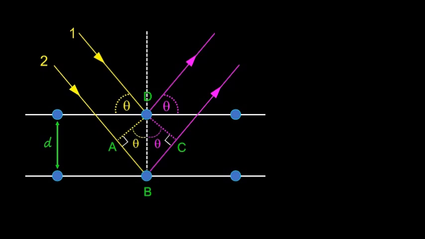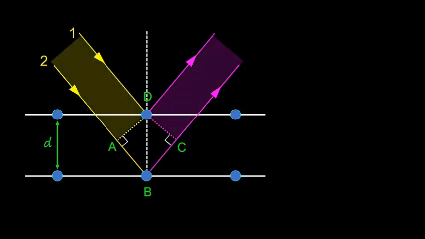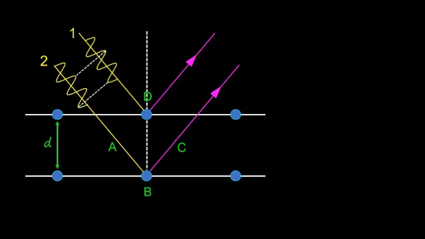Defined by the geometrical construction of the incident wavefront AD and the reflected wavefront DC, this geometrical representation clearly shows that the total extra distance covered by the X-ray beam 2 is AB plus BC. As the two X-ray beams 1 and 2 are in phase, the total path difference ABC would be an integral multiple of the wavelength of the X-ray.